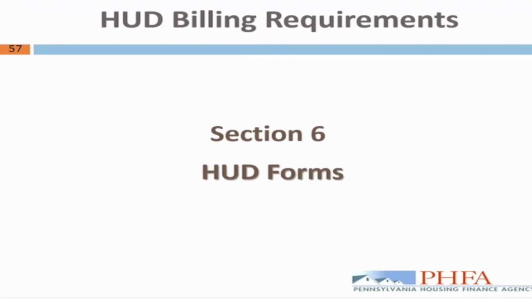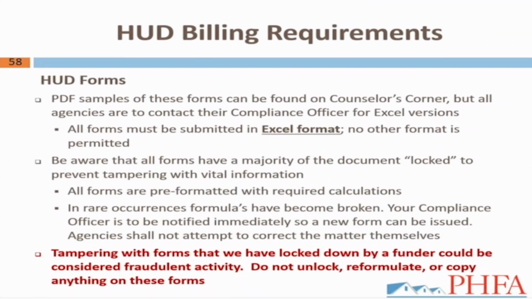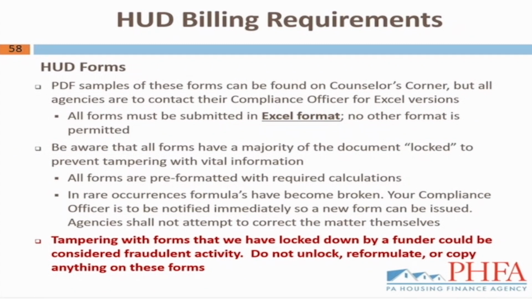Section 6, HUD Forms. There are PDF samples of the HUD forms found on Counselor's Corner, but all agencies are to contact their compliance officer for the Excel versions. All forms must be submitted in Excel format, and no other format is permitted. The reason for this is our billing system only accepts Excel formats only. Otherwise, it will throw out errors, which then takes additional time for me to go check those errors and then come back to the agency for the appropriate formats.